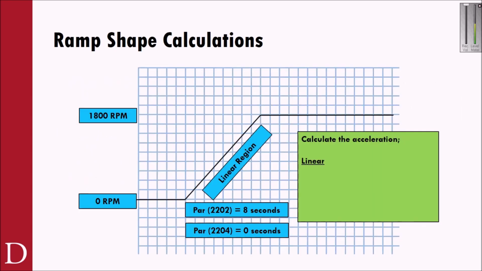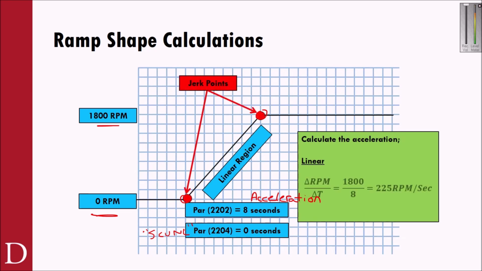So let's take a look at one of these here. We've got some ramp shape calculations, and I'm going to go from 0 to 1800 RPMs. You can see parameter 2202. This is my acceleration that I'm going to use. So I'm going to allow 8 seconds to go from 0 to 1800 RPMs, but my S-curve is 0. So my wave shape is 0. I'm not going to use any S-curve to get there. What that means is I get the jerk points. This is what we call trapezoidal. And so we can calculate the acceleration on this at these jerk points.